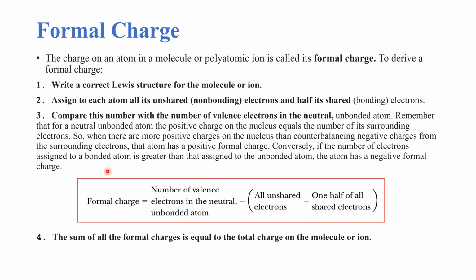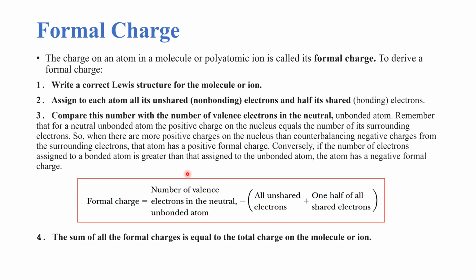Conversely, if the number of electrons assigned to a bonded atom is greater than that assigned to the unbonded atom, the atom has a negative formal charge, as we did with the oxygen. And we will see an example with the nitrogen as well, right? Because we allocate the extra electron to complete the octet, by logic it has to carry the negative charge.